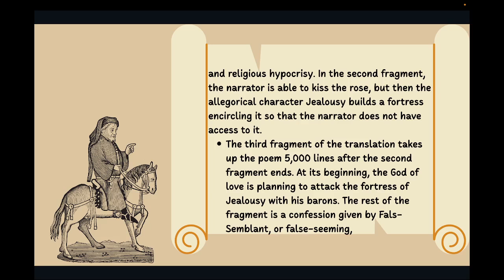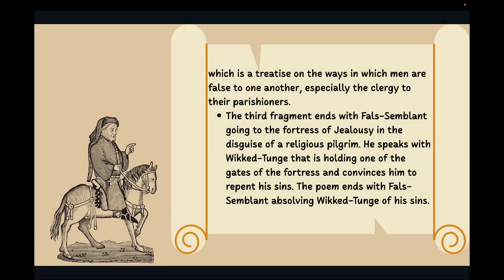The third fragment of the translation takes up the poem 5,000 lines after the second fragment ends. At its beginning, the god of love is planning to attack the fortress of Jealousy with his barons. The rest of the fragment is a confession given by False Semblant or False Seeming, which is a treatise on the ways in which men are false to one another, especially the clergy to their parishioners.